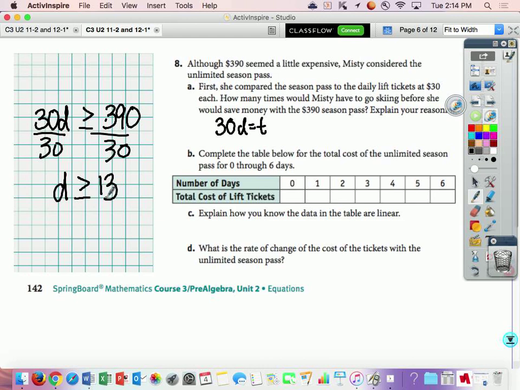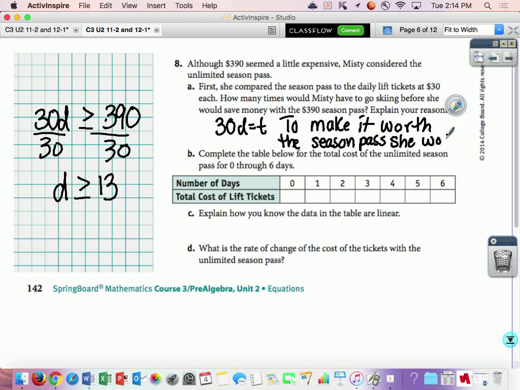Alright, so that means in order for it to be worth it, you need to go more than 13 days. On the 13th day, okay, on the 13th day, you will have broke even. So you're going to have to go more than 13 days. So, to make it worth the season pass, she would have to go 13 or more days.